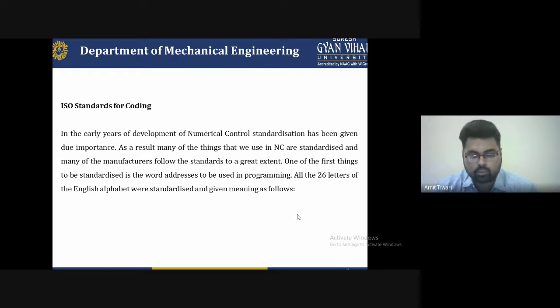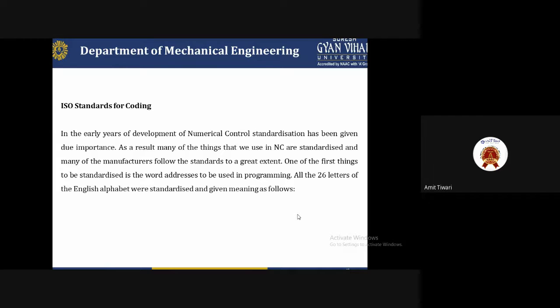So we have to understand this. One of the things to be standardized is in the form of different designs, and they have to be used in the program, and all 26 letters of the alphabet are standardized with a given meaning. So at that time we have to understand that a numerical term is represented with an alphabet term. For example, G double 0. G is the capital alphabet, and 00 is the numerical value. So you have to use the alphabet and a numerical value with it, within a range, as per the requirement.